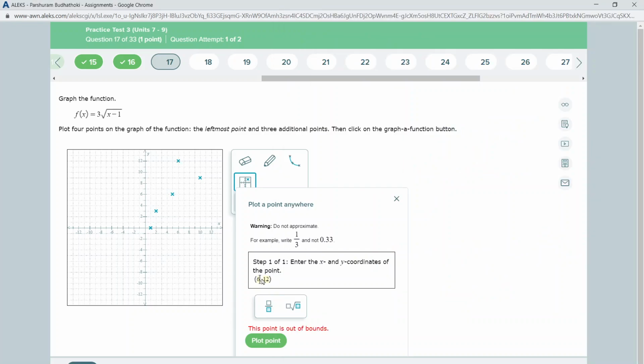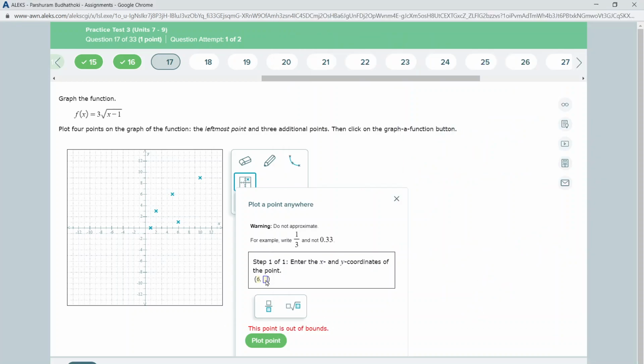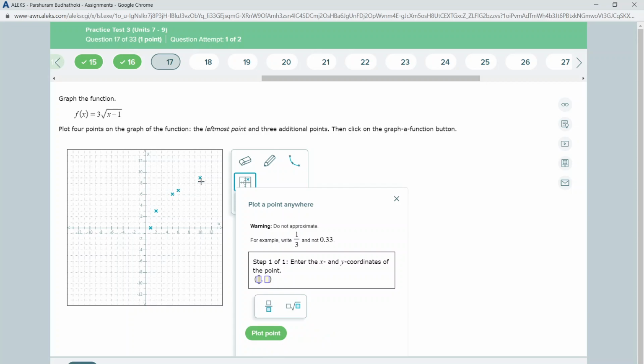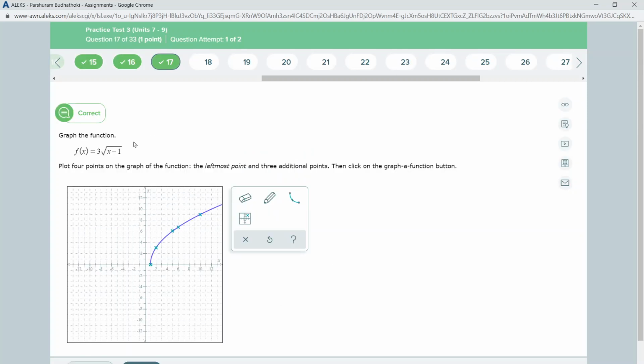6, 3 times the square root of 5. And no, we cannot, this is not okay. 5 becomes 6, 3 times the square root of 5. Okay, so we plotted 1, 2, 3, 4, 5 points. We're good. Just use this one, check it, and you see that's right.